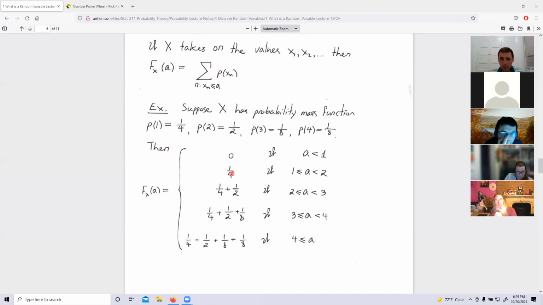So this is 1/4. Now, if A is bigger than or equal to 2, then it's 1/4 plus 1/2, because I pick 1 and I pick 2 and their probabilities add up. And if A is between 3 and 4, I also pick up the 3. And if A is bigger than or equal to 4, I pick everything, and that will be 1. This number has to be 1. So the cumulative distribution either keeps growing towards 1, or eventually it reaches 1 and then it's flat.